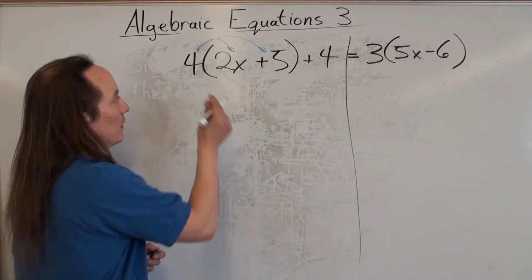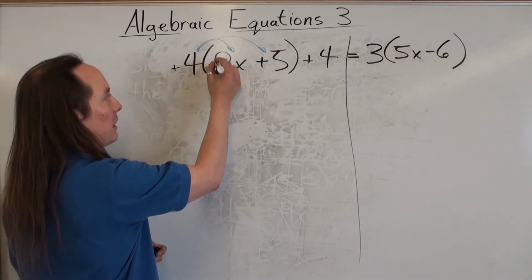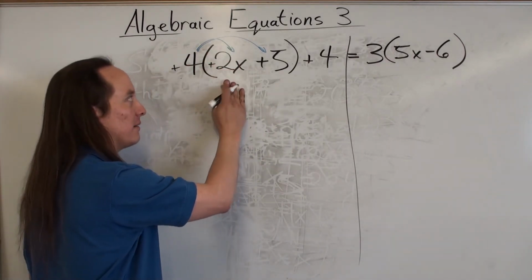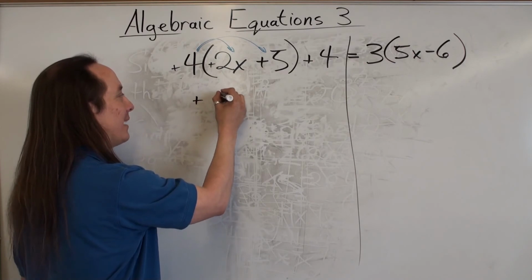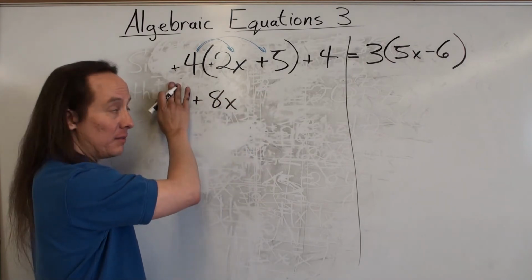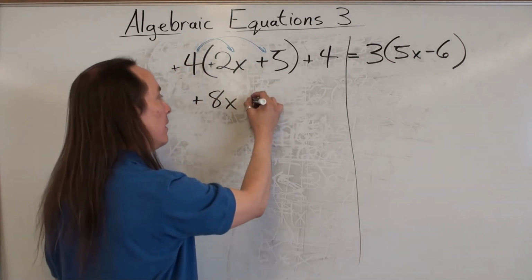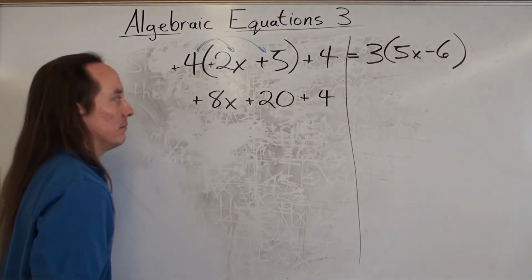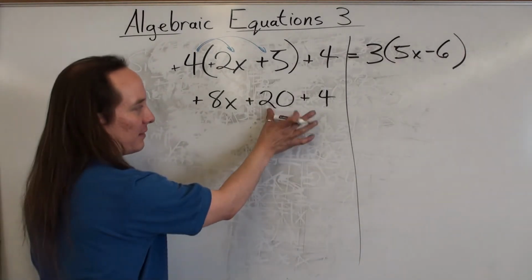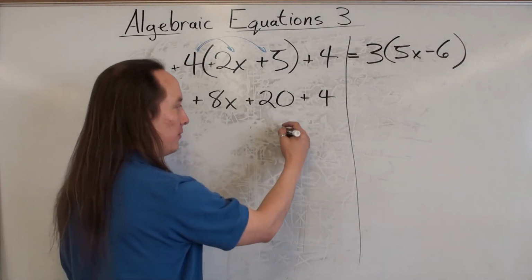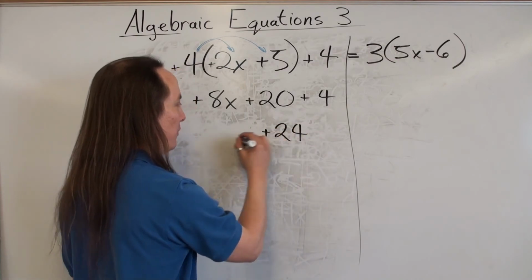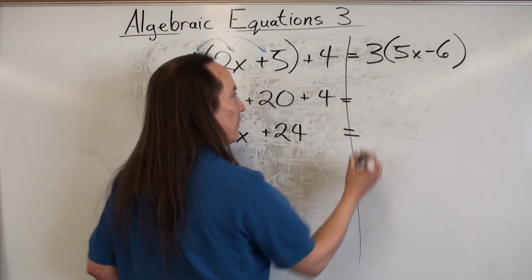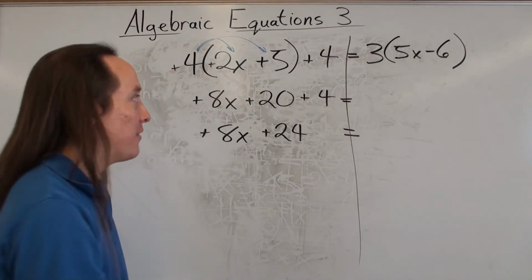Okay, so I like my signs. If they don't have a sign, they're positive. Positive 4 times positive 2x is positive 8x. And positive 4 times positive 5 is positive 20. And I'll bring down my 4. And then just to finish this side, obviously these are going to group together and be positive 24. Okay? So let's go ahead and do the distributive property that we have on the right side.